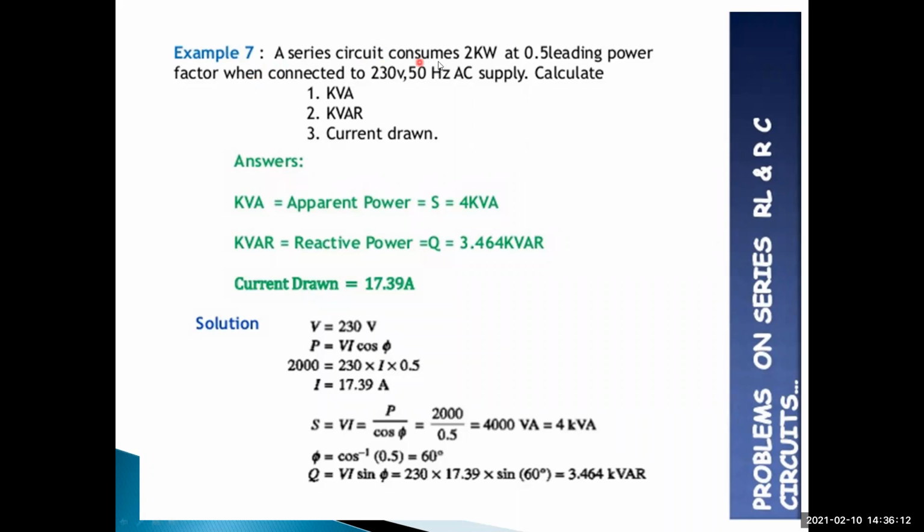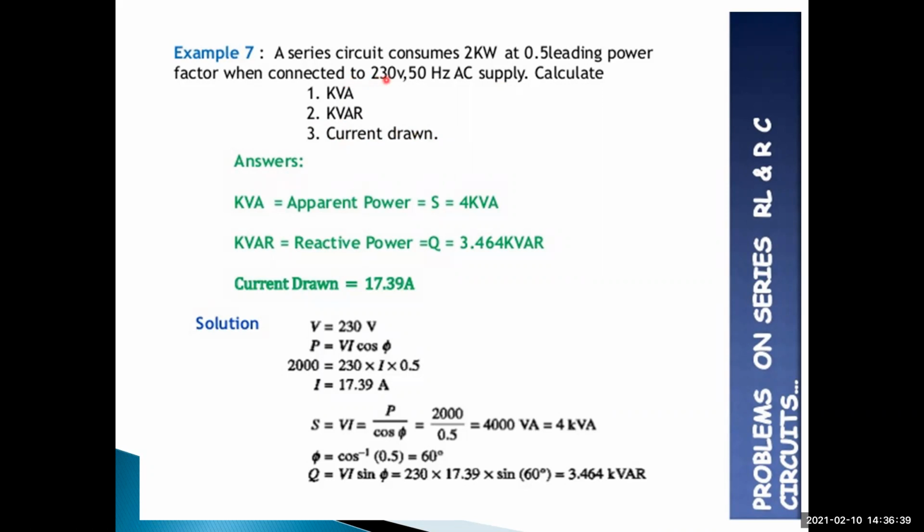A series circuit consumes 2 kilowatts at 0.5 leading power factor when connected to a 230 volts 50 Hz AC supply. Calculate first the kVA, second the kVR, and third the current drawn by the circuit. Okay. Simple. So what is the data here?